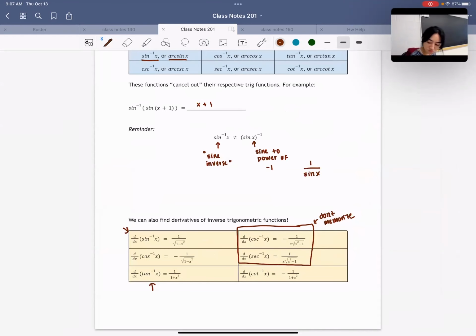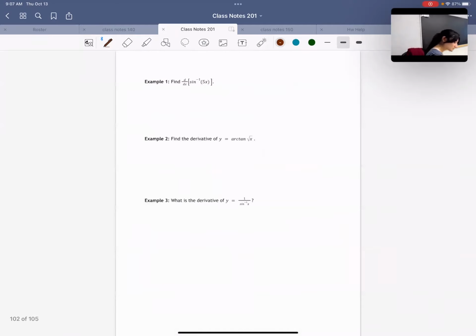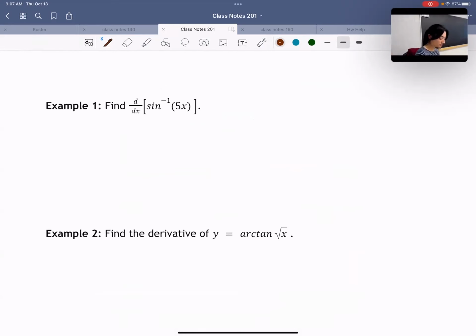I think that's all I wanted to say so far. Any questions so far? Sounds good. Let's turn our page here. We can put all these derivatives together. Let's do our first example. I want to find the derivative of sine inverse of 5x. What rule do you think I'm going to use here?